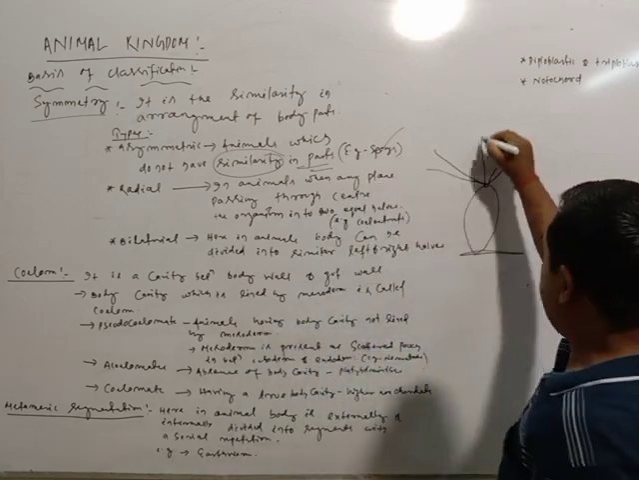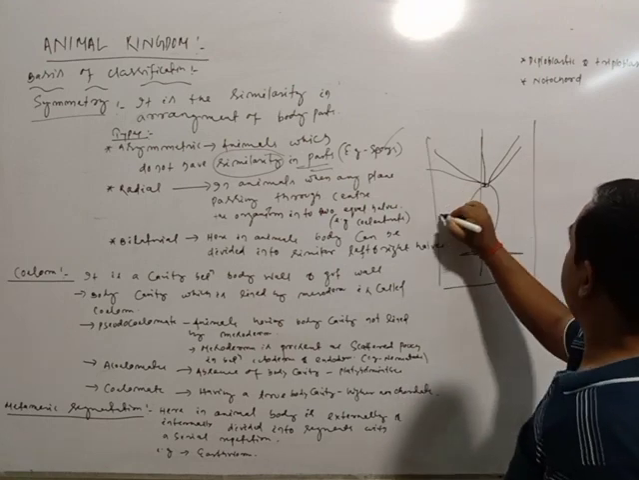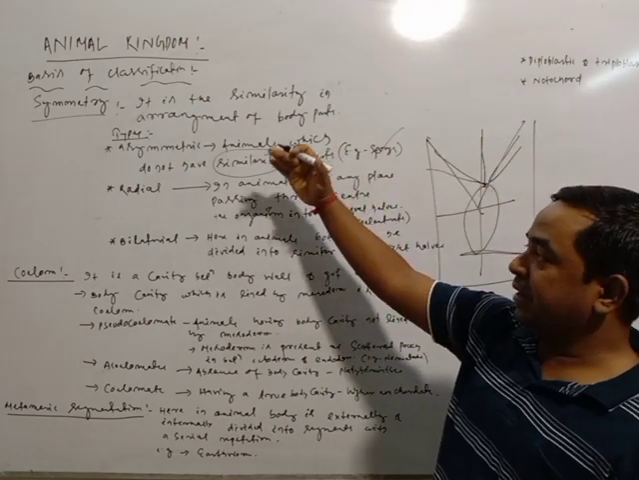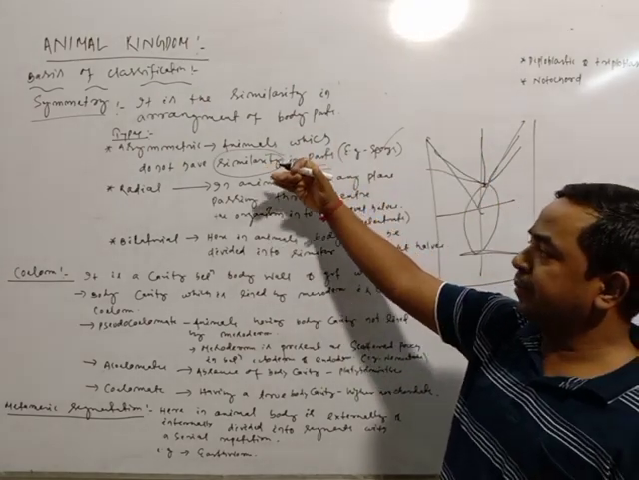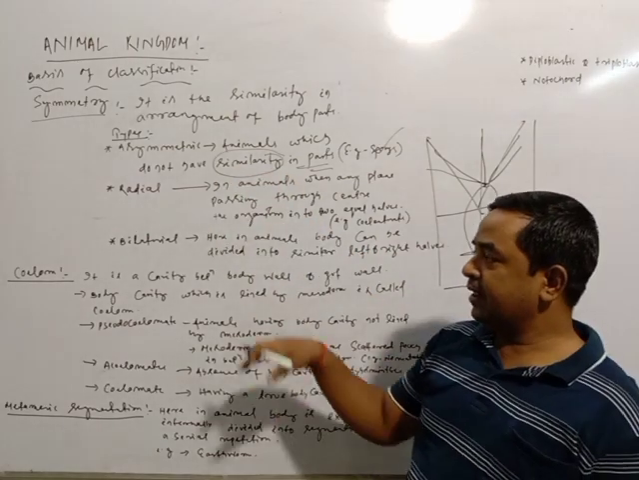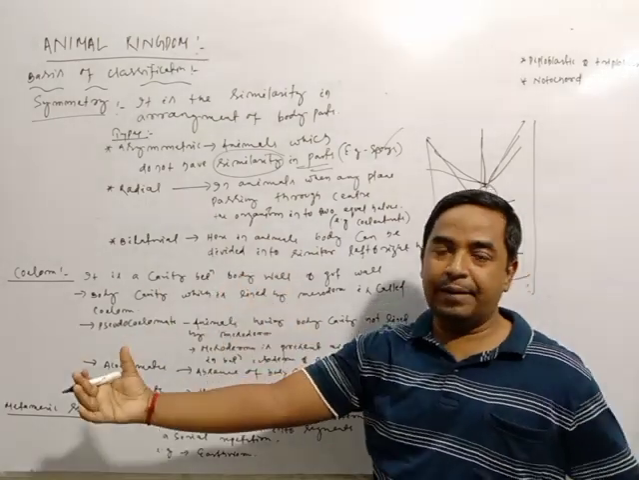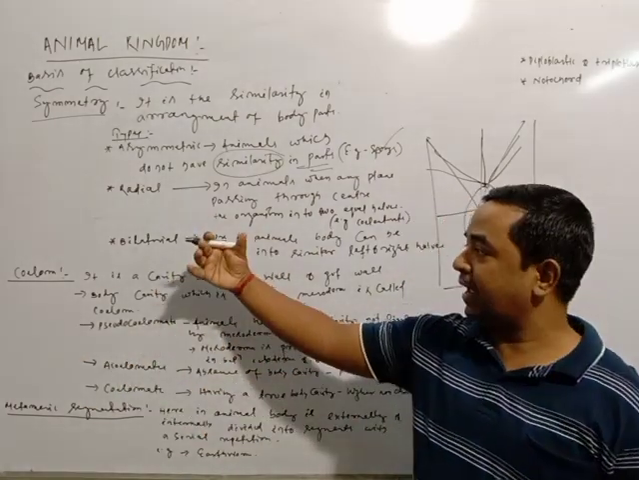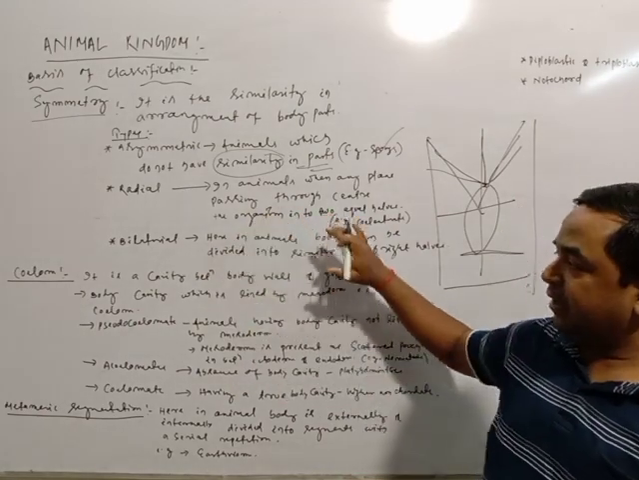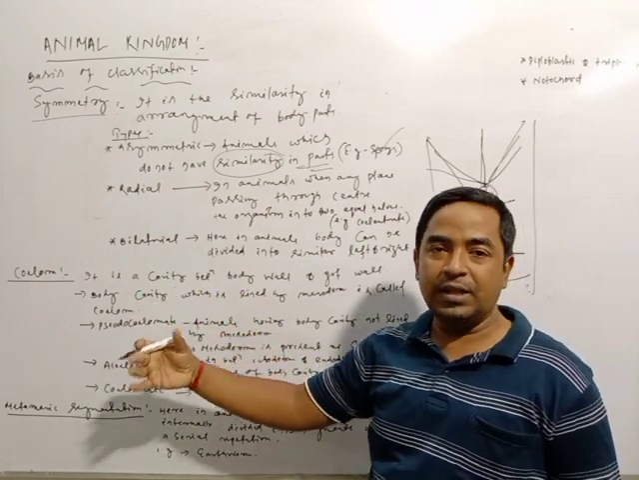So any half may look like similar halves. So every radius is similar. That's why they are called radial symmetrical animals. Similarly, bilateral animals are those animals having both left and right sides looking alike. Examples of bilateral symmetry are higher chordates and vertebrates, including humans.